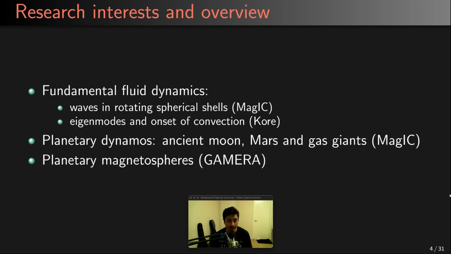And using these tools, this is the sort of research I do. I have a couple of projects going on in fundamental fluid dynamics. The first one involves inertial waves. That's sort of what I did during my PhD, studying inertial waves in rotating spherical shells. As well as using the code Cori, I now also study onset of convection in rotating spherical shells. Besides fundamental fluid dynamics, I also like working on planetary dynamos. So currently I'm working on the dynamos of the ancient Moon, Mars, and gas giants. And lastly, I'm also foraying into work on planetary magnetospheres.